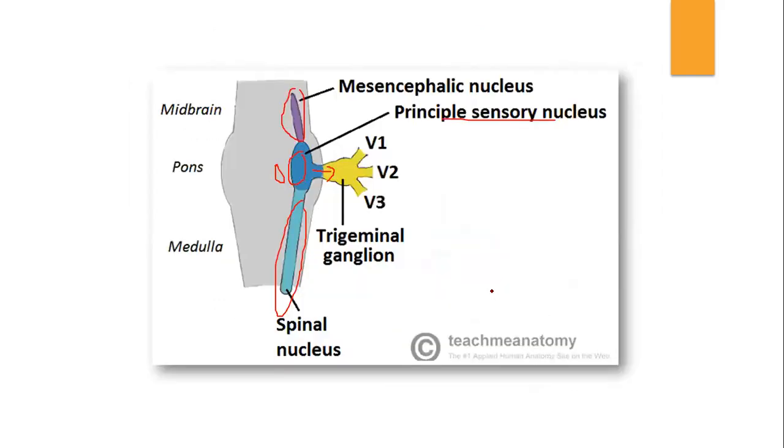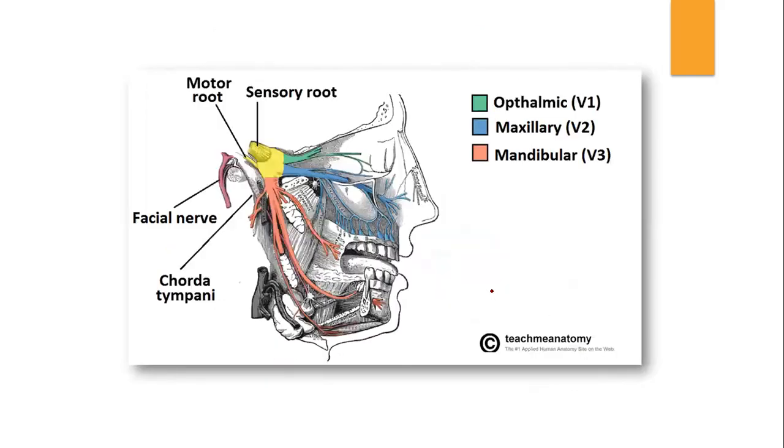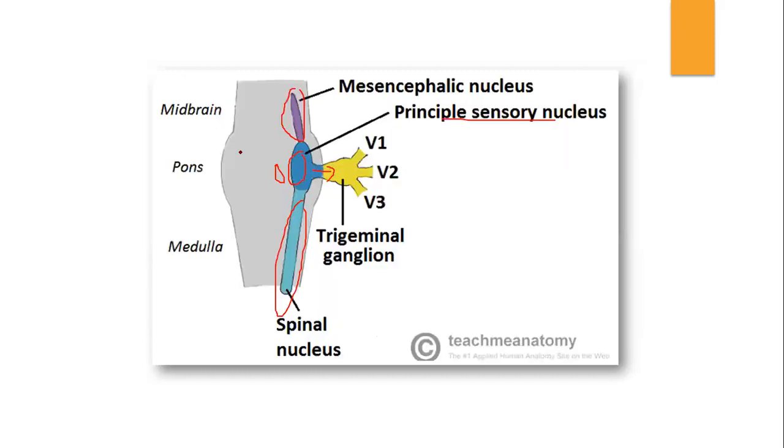Now when you talk about the course of it, the moment the trigeminal nerve exits the CNS, it emerges from the CNS, it has a ganglion within the cranial cavity that's called the trigeminal ganglion. And from the trigeminal ganglion, 3 divisions of the trigeminal nerve arise.